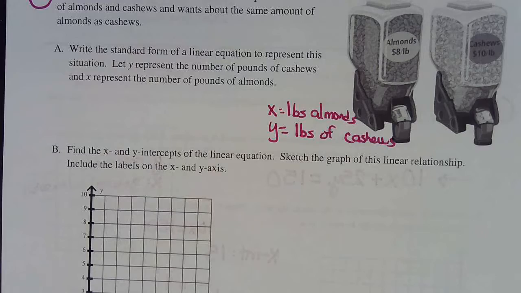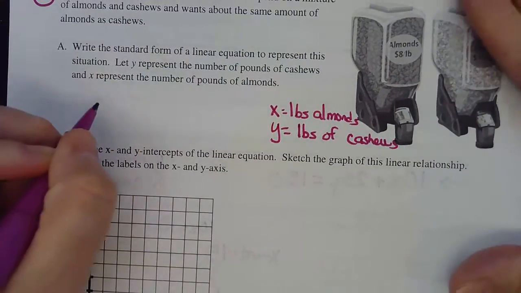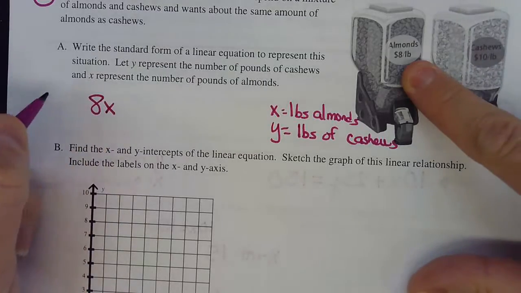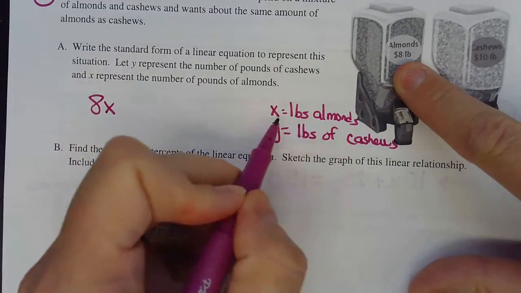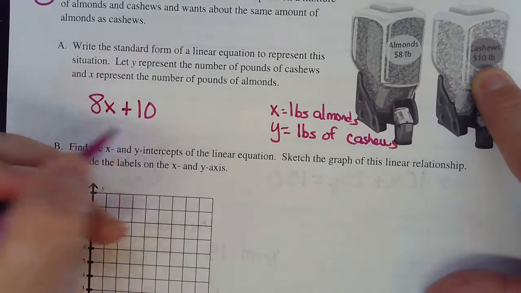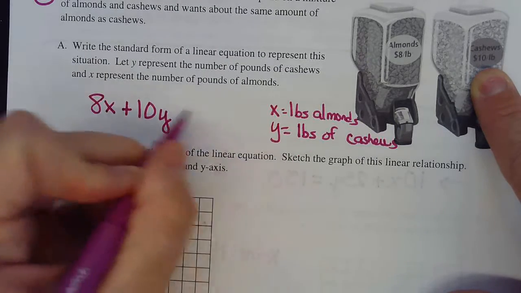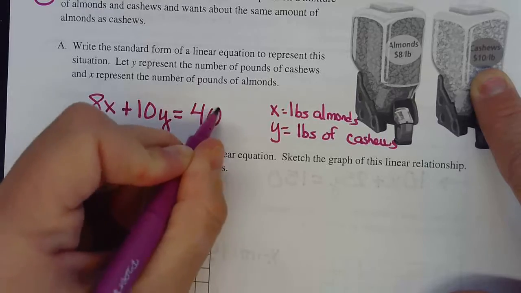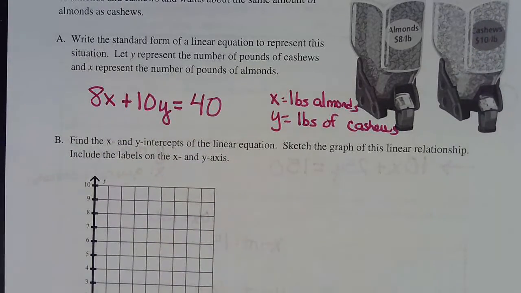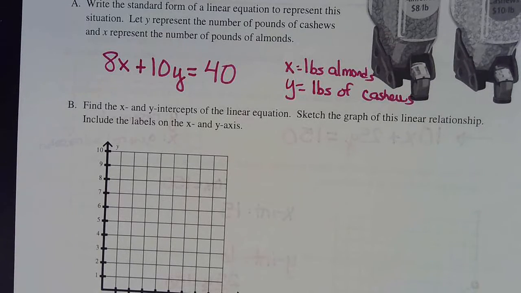So anyone want to take a shot at this? Evan, go for it. 8x plus 10y is 40. Perfect. 8x, 8 because 8 stands for the almonds. 8x is pounds of almonds, plus 10y, because that's how much money cashews cost, $10 per pound, and cashews is y. And she has $40 to spend. I promise you, if you can write that equation, you're going to be fine for all of this. And it sounds like a lot of you are like, we get it.